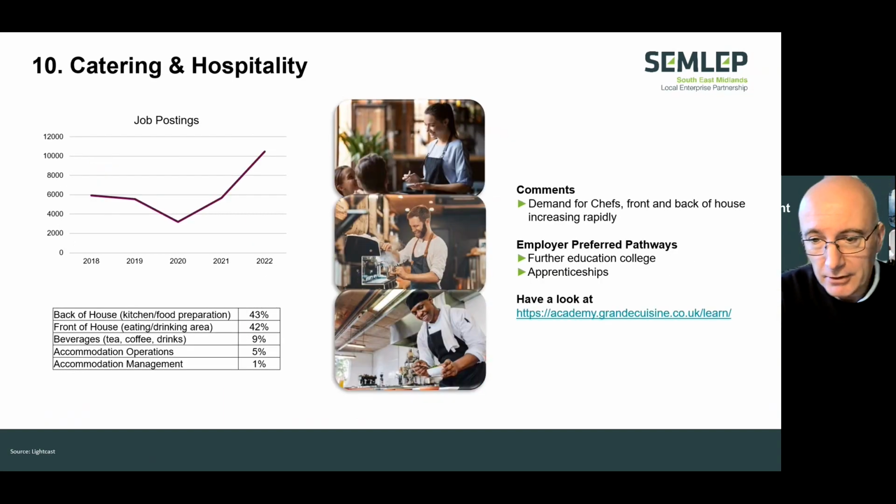Catering and hospitality, again, bounced back from COVID. And unfortunately, with us leaving the EU, what that has done is left a bit of a hole in terms of some of the workforce that used to work in this area. So that's presented lots of opportunities. So front of house, back of house. Front of house being out in the restaurant, or the pub or whatever it is. The back of house, very much in the kitchen. Chefs in particular, there's a huge demand for.